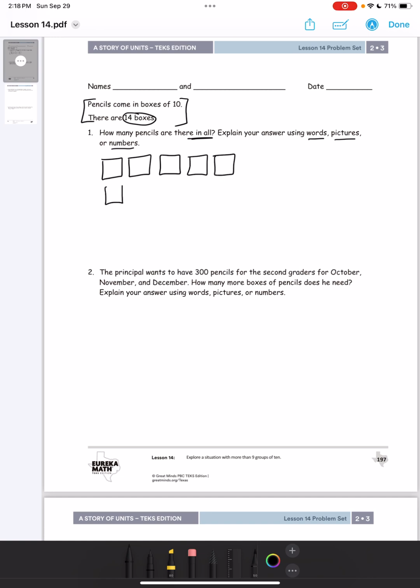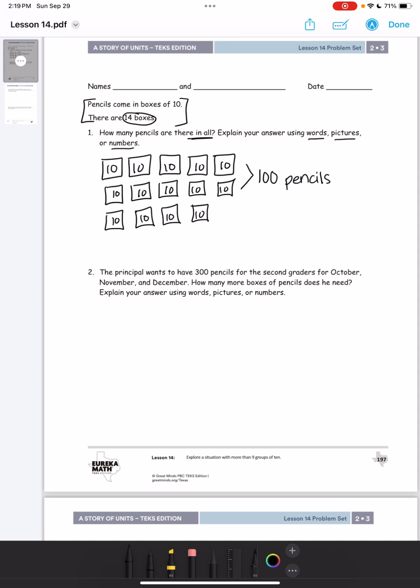So there's 5, 10, 11, 12, 13, 14. And remember, in each box, there are 10 pencils. So each one of these boxes is 10 pencils. Then it's asking how many there are in all. Well, I know that 10 tens is 100. So those 2 rows of pencils, boxes, is 100 pencils. Because I have 10, 20, 30, 40, 50, 60, 70, 80, 90, 100.